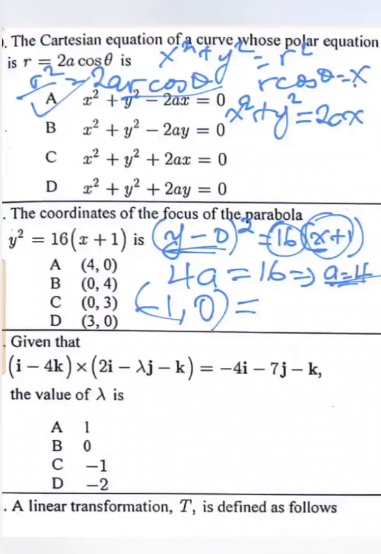So we will just need to modify the x coordinate of the vertex by adding a to it to get the x coordinate of the focus, while the y coordinate of the focus will remain the same since they both lie on the same horizontal line. And so my focus would be (negative 1 plus 4, 0). That gives the coordinates of the focus as (3, 0), which corresponds to option D.